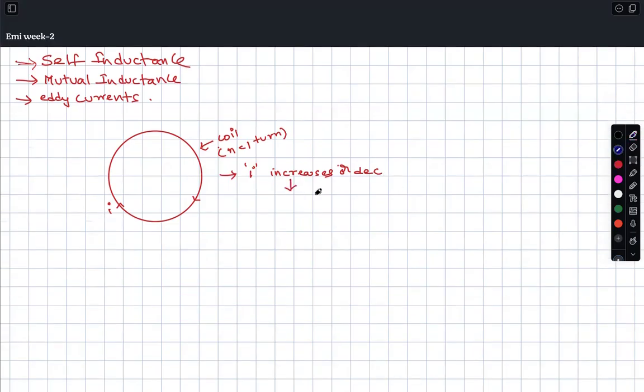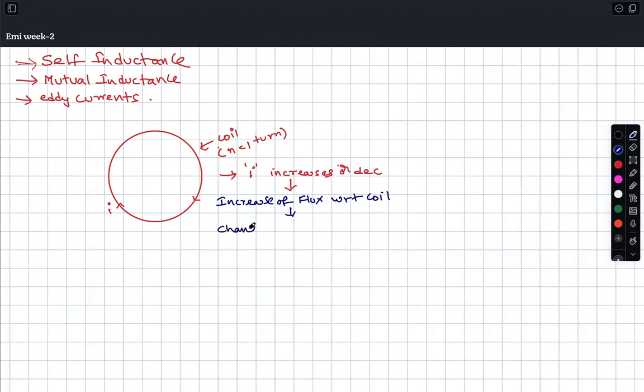This results in increase of flux with respect to coil. Remember, flux is changing with respect to coil due to the change of current in the same coil. Now tell me what happens. What happens? No one? Please try to understand. This will increase the flux with respect to coil.